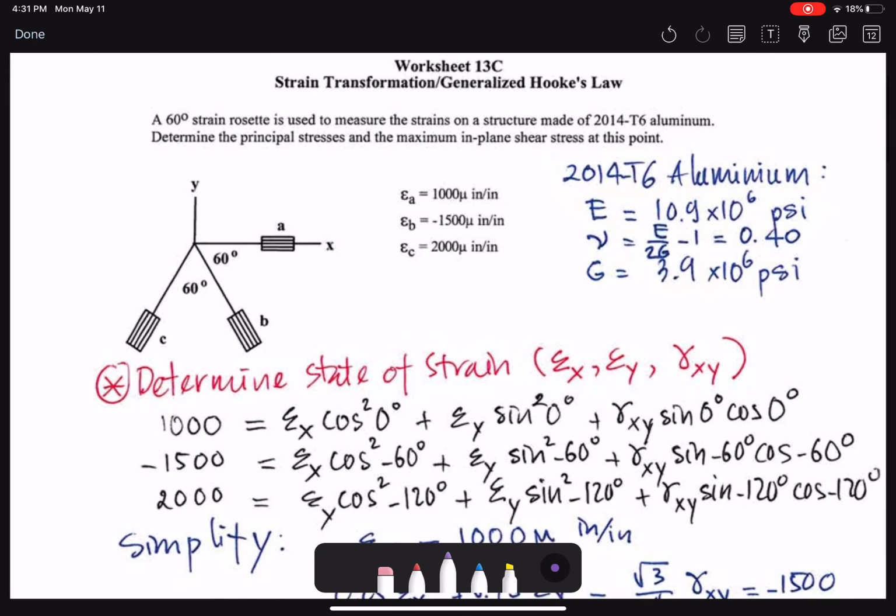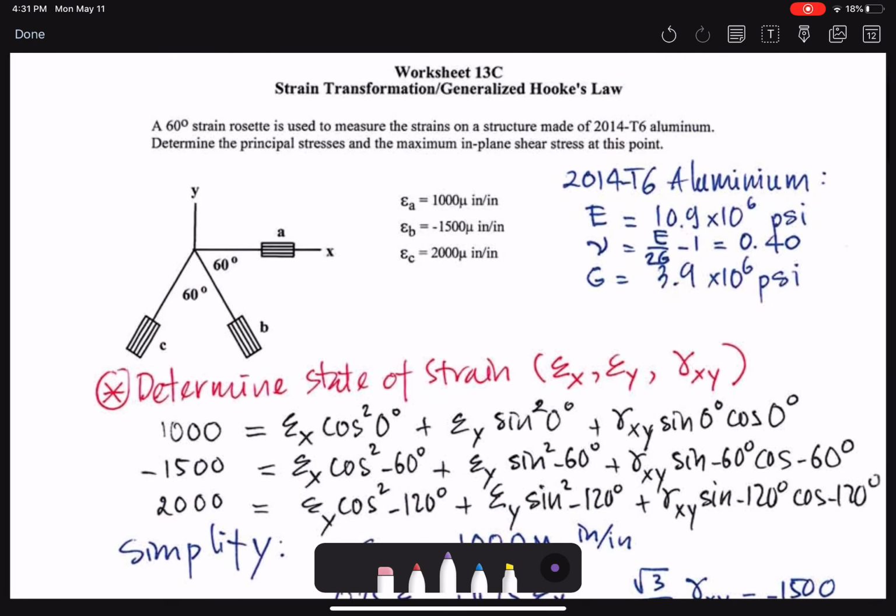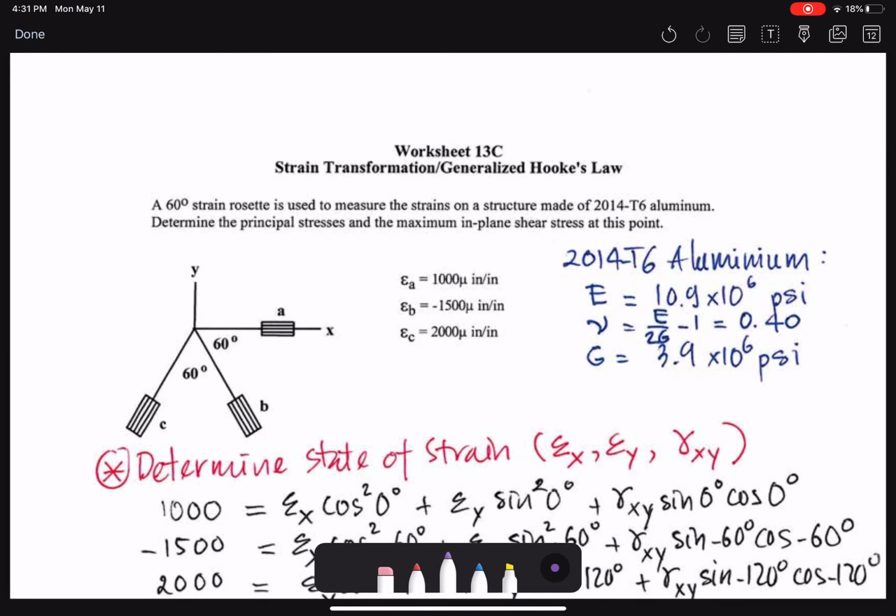So with that, we are done with this problem, and you can see that it is a combination of worksheet 13a and 13b. So it will be a long process.